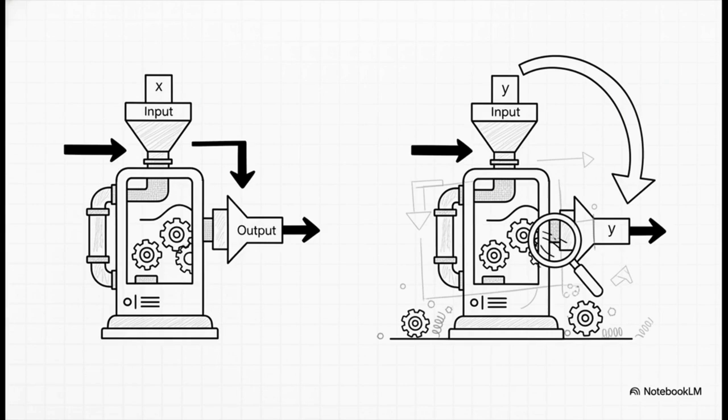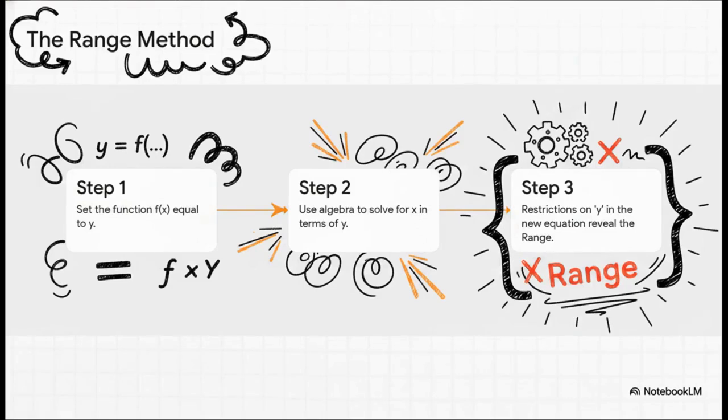But how in the world do we figure out what that set of outputs is? Sometimes it's really tricky to see just by looking at the function. Luckily, there's this really clever algebraic trick we can use. We can basically reverse engineer the machine. Here's how this little hack works.